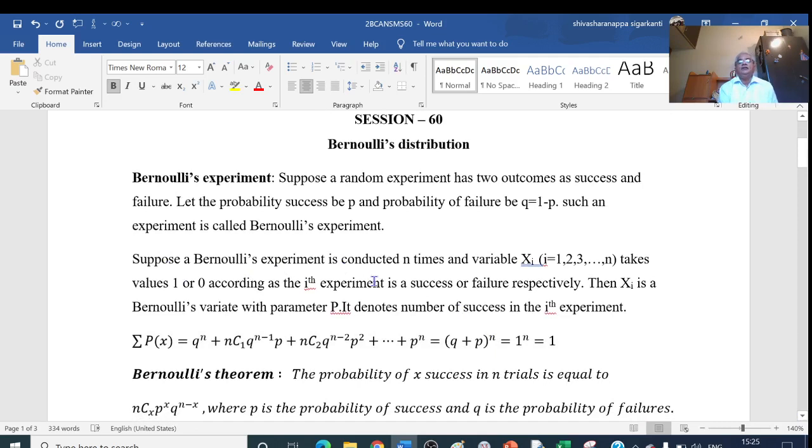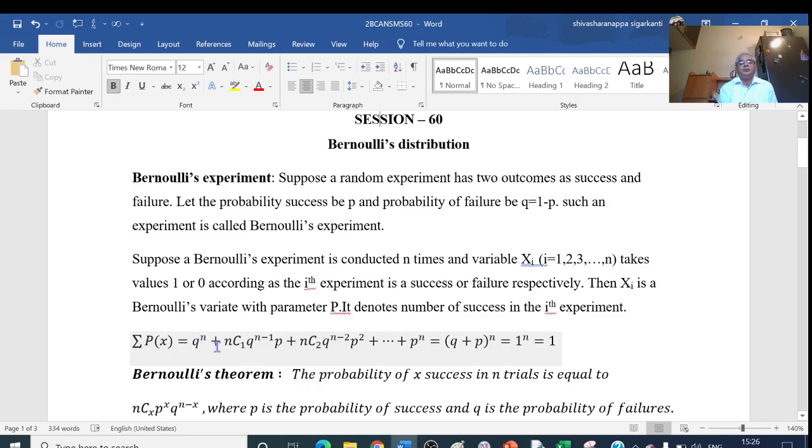Suppose Bernoulli's experiment is conducted n times and the variable xi, i from 1 to n, takes the values 1 or 0. We take 1 for success and 0 for failure. Then xi is a Bernoulli variate with parameter p. It denotes the number of successes in the ith experiment. And we have sigma p of x is equal to q to the power of n. This is the binomial distribution.